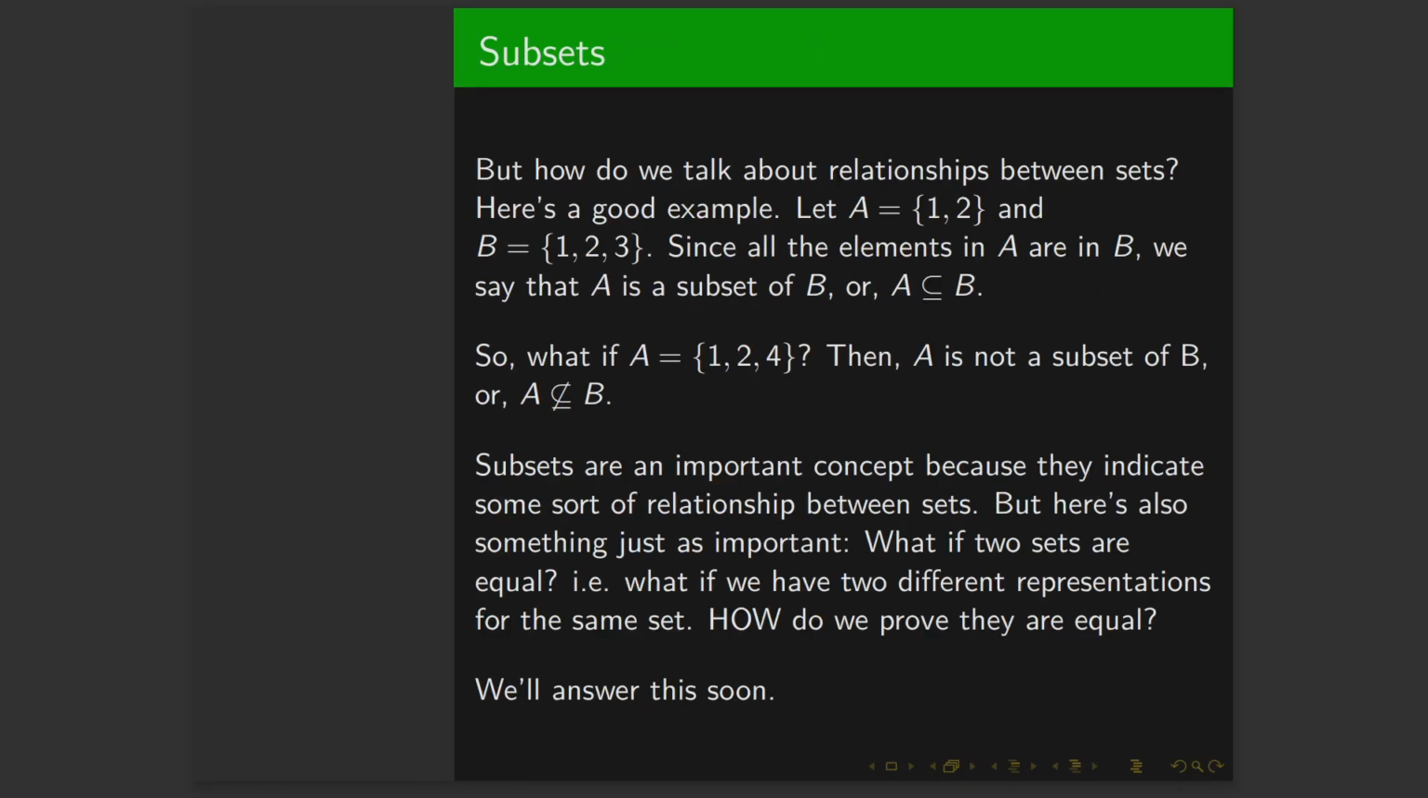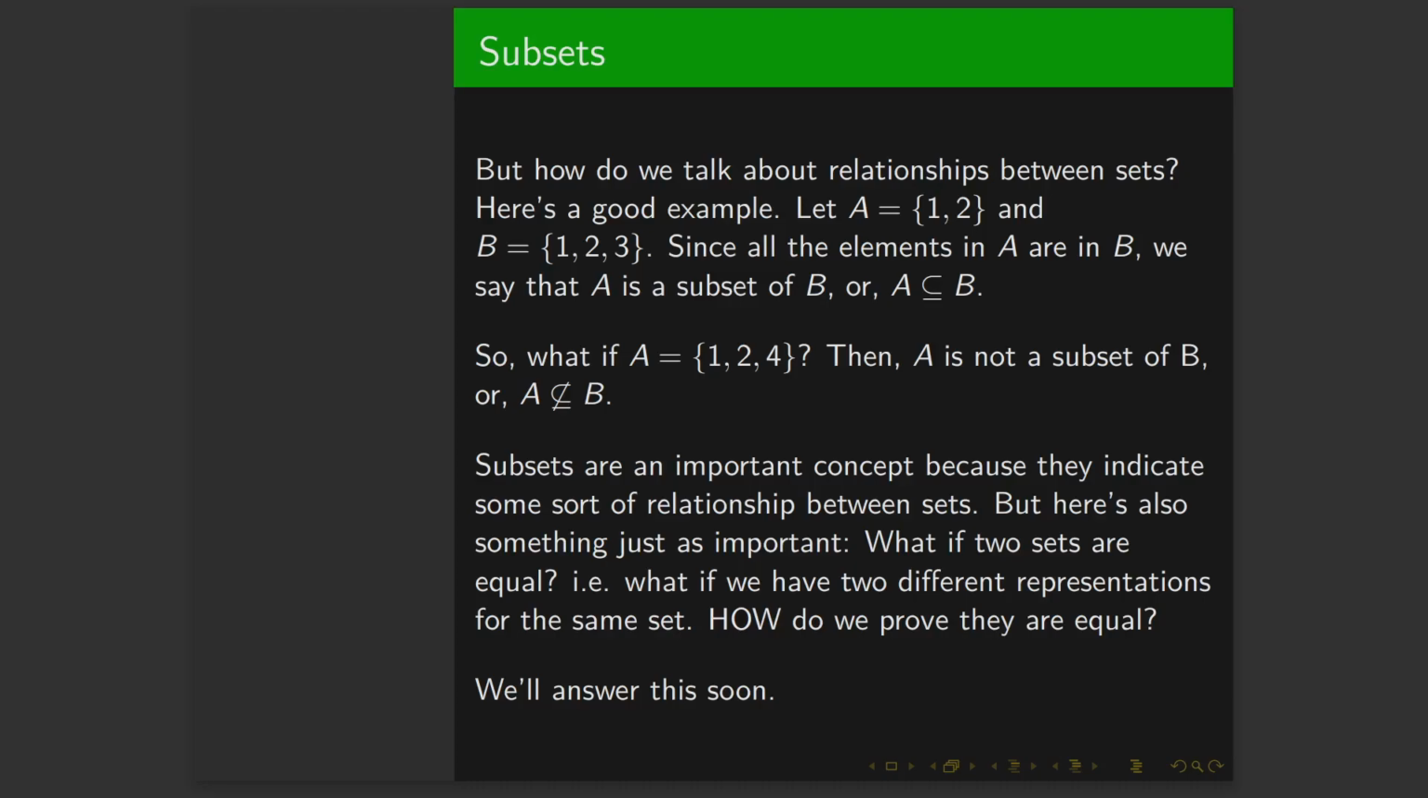But how else can we talk about relationship between sets, right? So we might have sets in another set, but what if we want to describe a relationship where all the elements in A are also in B, right? Then we see that A is a subset of B. So in this example, A is equal to the set containing 1 and 2, and B is the set containing 1, 2, and 3. Since 1 is in B and 2 is in B, all the elements in A are in B, so A is a subset of B.